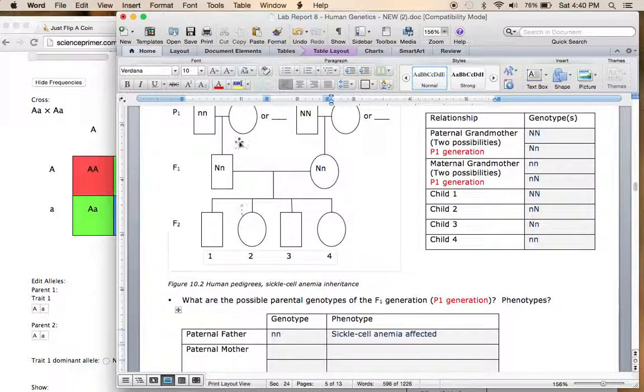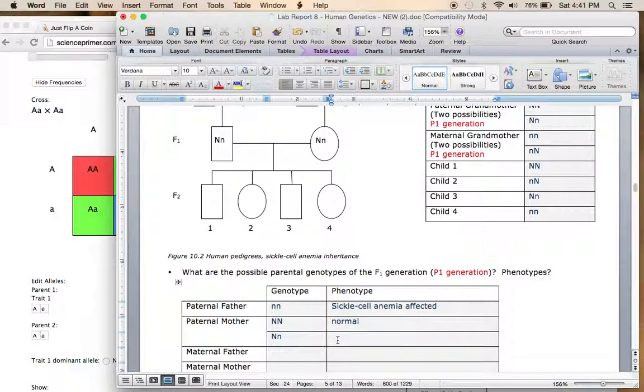The paternal mother would be this oval up here. We already said that there are two options for her. She could either be homozygous dominant, or she could be heterozygous. If she's homozygous dominant, then she would be considered normal. If she's heterozygous, then she'd be considered a carrier.